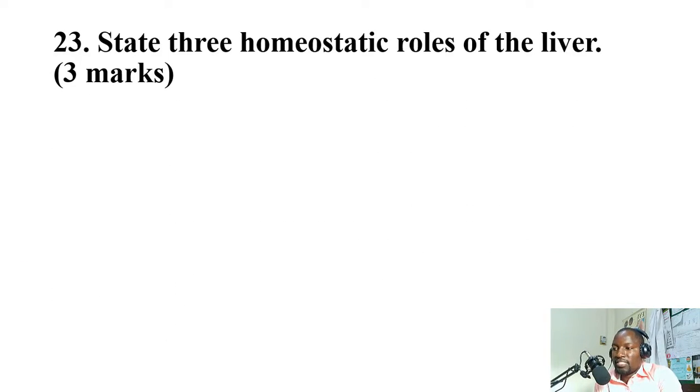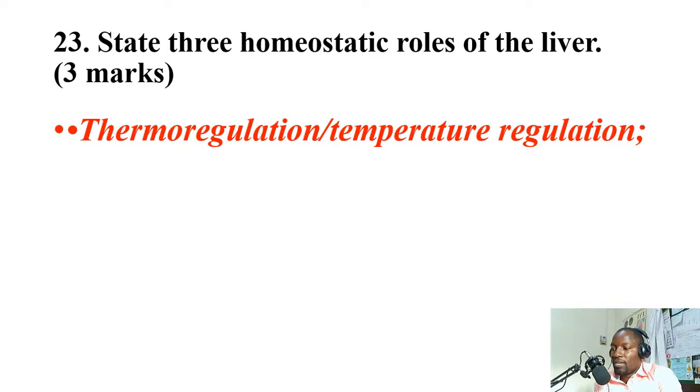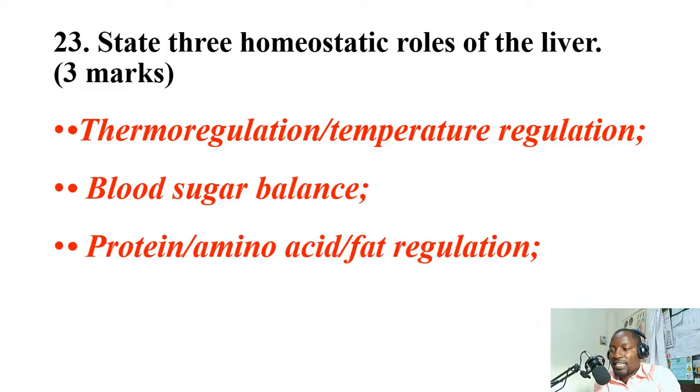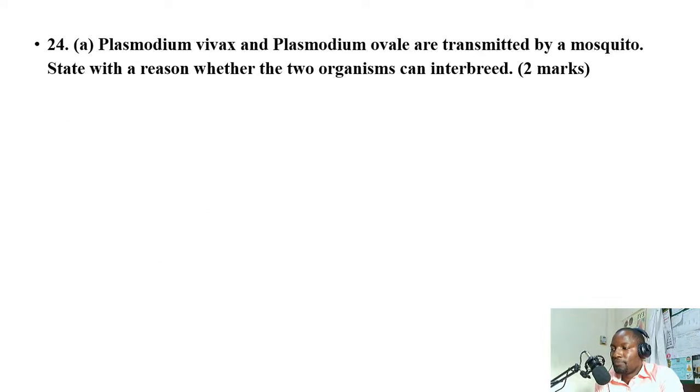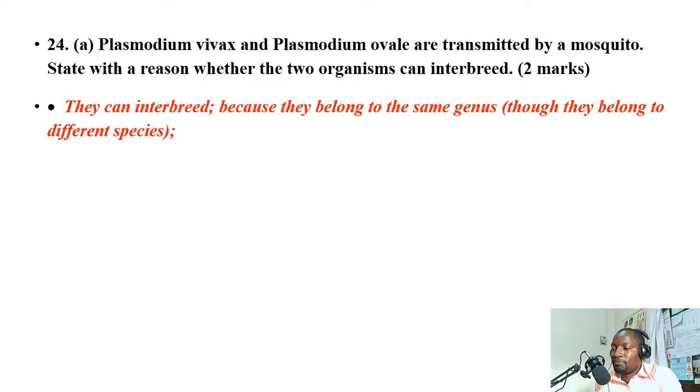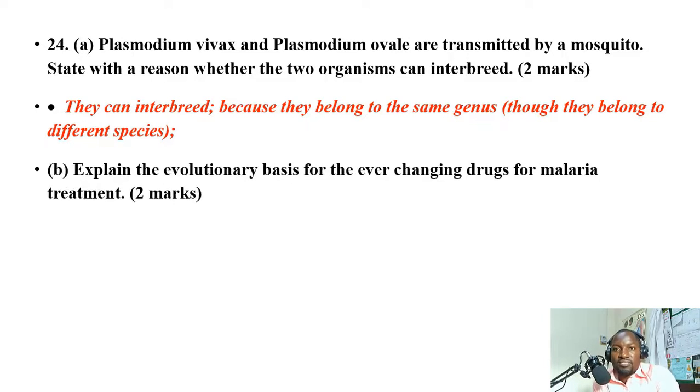State 3 homeostatic roles of the liver. One is thermoregulation or temperature regulation, blood sugar balance, protein and amino acid or fat regulation. So Plasmodium vivax and Plasmodium ovale are transmitted by a mosquito. State with a reason whether the two organisms can interbreed. Plasmodium vivax and Plasmodium ovale. They can interbreed because they belong to the same genus, though they belong to different species.